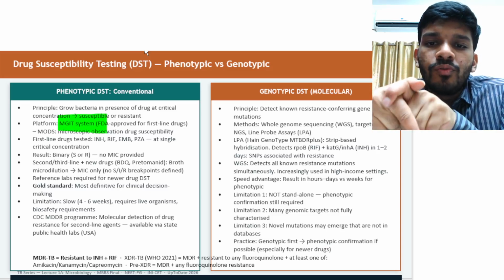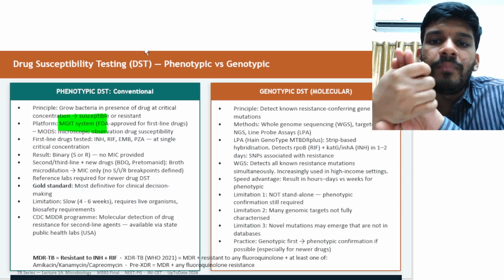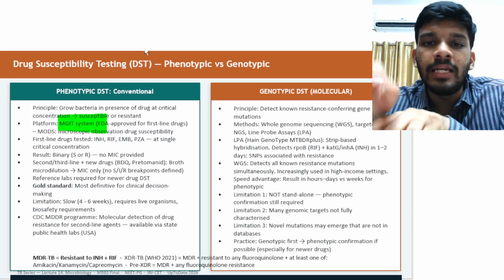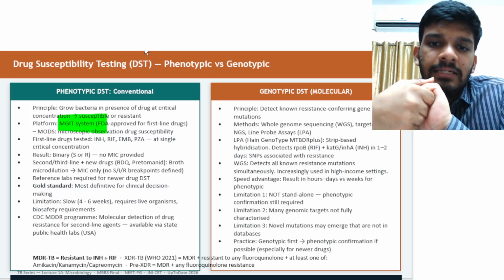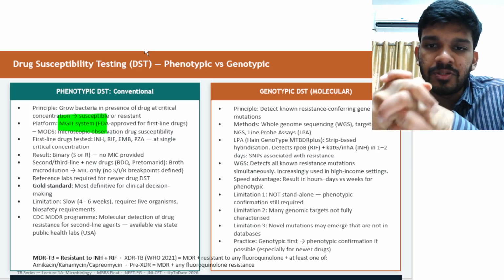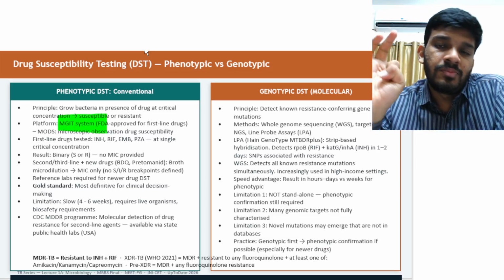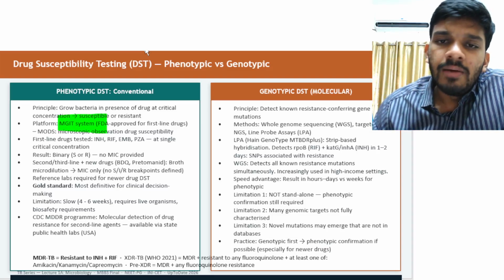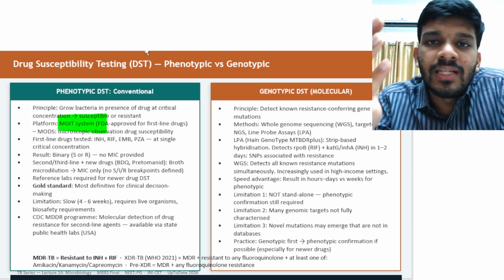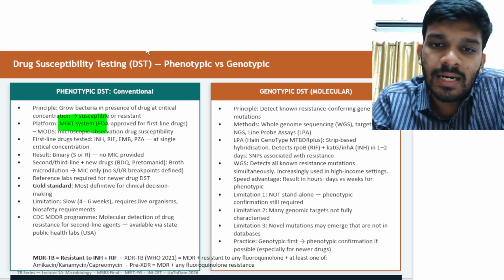Then you can do it for second line, third line drugs, for bedaquiline, pretomanid, in broth microdilution, where you tell a minimum inhibitory concentration. And here for newer drug susceptibility testing, you are requiring reference labs. And this phenotypic drug susceptibility testing is the gold standard. Why? Because you're actually adding the antimicrobial in vitro and seeing whether it works or not. So it is considered as the gold standard.